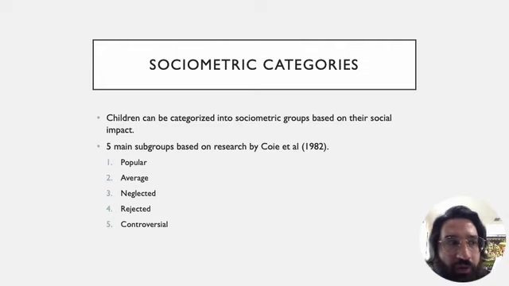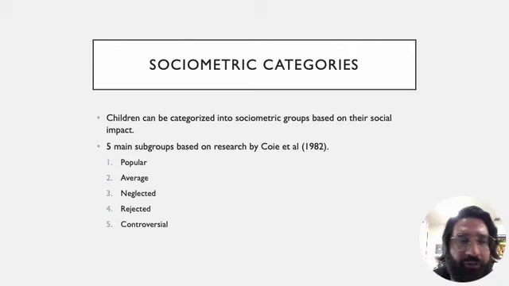Controversial kids would be ones who have really high favorability with some kids, but then really, really low favorability with others, or really high favorability in some areas and really low favorability in others. So that's what it means by controversial. It's kind of like polarizing, right? You either really like them or really dislike them. You either love them or hate them. That's what makes them controversial.